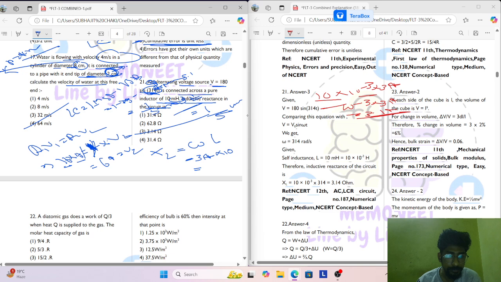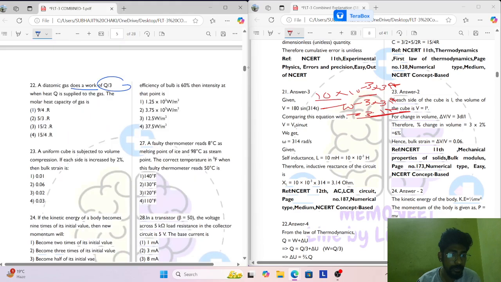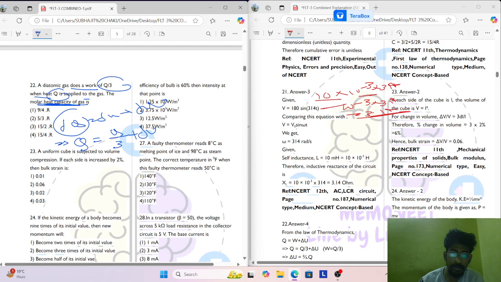Option number 3. A diatomic gas does work Q by 3 when heat Q is supplied to the gas. The molar heat capacity. You know dQ equals dU plus dW. Heat supplied means Q is positive. Sorry, this is Q by 3. Internal energy you have to calculate first. This will be dU equals what? Q minus Q by 3 means 2Q by 3.